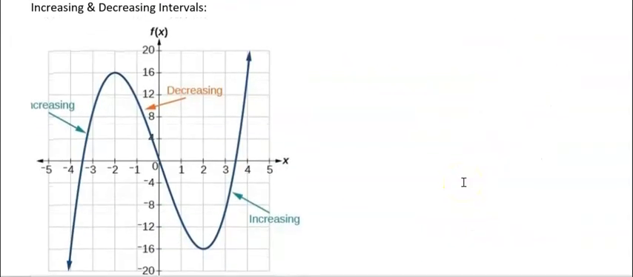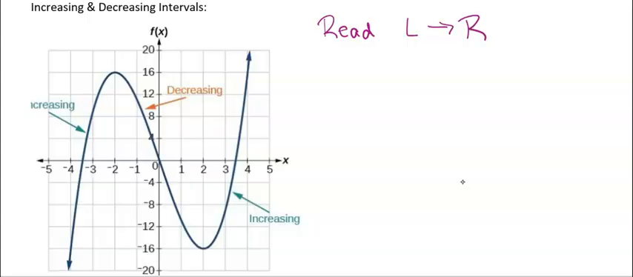So the first concept we want to talk about is increasing and decreasing intervals. So the rule is we always read a graph from left to right. That way we all see the same patterns, okay? So that means we're going to look over here, and this is where we start looking at the graph, okay? Because if we look backwards, our answers would change, so we all have to have the same ideas.